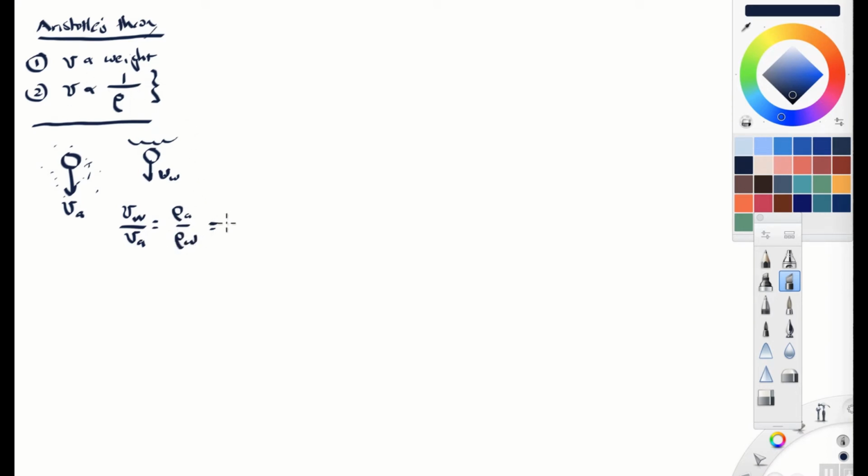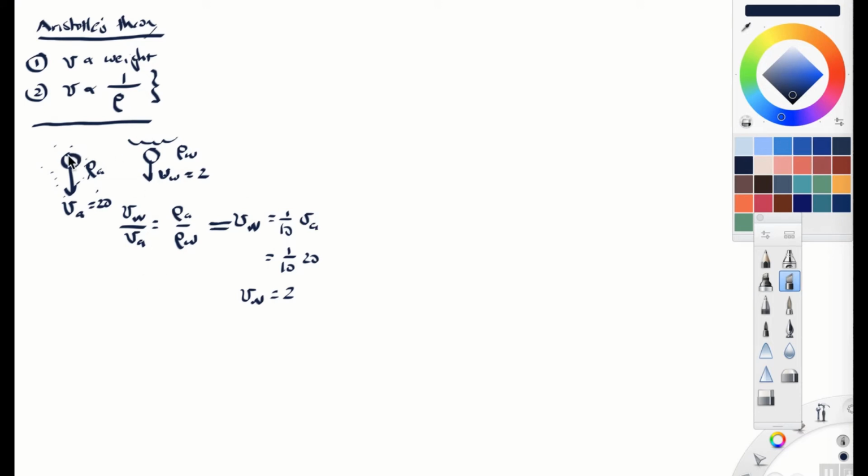And so that implies that the velocity in the water was equal to 1/10, according to the numbers they were using, of the velocity in air. In other words, if the velocity in air was 20, then 1/10 of 20 would be 2. So if we assume that the velocity in air had a speed of 20, that would imply the velocity in water would be 2, because the density of the air is less than the density of water. What's the problem with that?